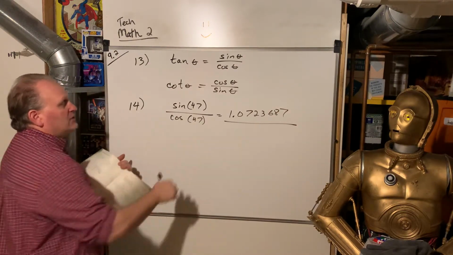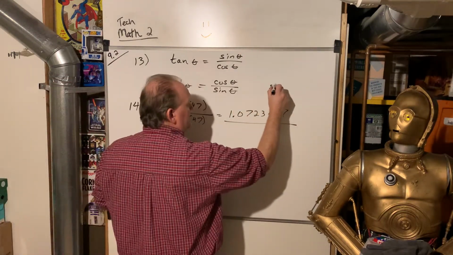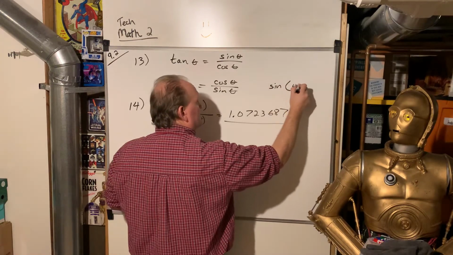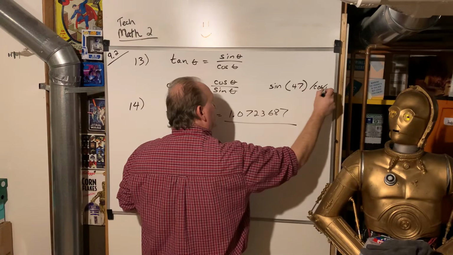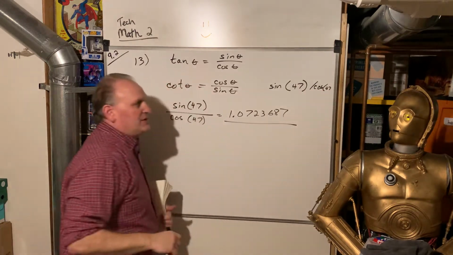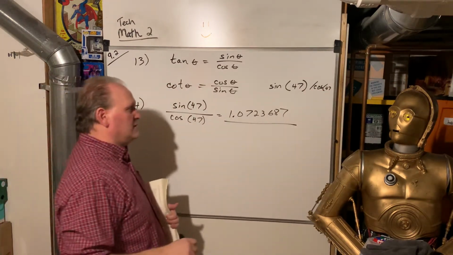All right, make sure you do that end parenthesis. If I'm keying it in, sine parenthesis 47 end parenthesis divided by cosine 47, and then that one doesn't matter if you put the end parenthesis in or not. You can just hit enter. Okay.